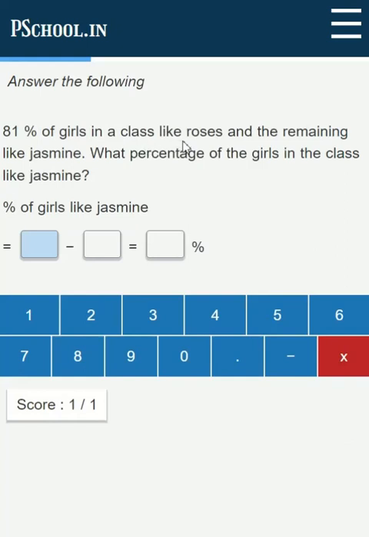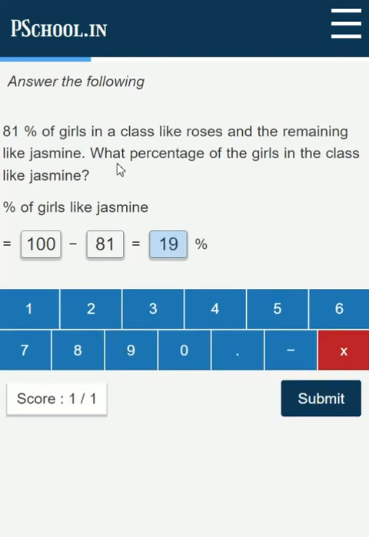81% of girls in a class like roses and the remaining like jasmine. What percentage of the girls in the class like jasmine? So total percentage is 100. Subtracting 81 from it, we get 19. So 81% of the girls like roses and 19% like jasmine. So if we add 81 and 19, we get 100.